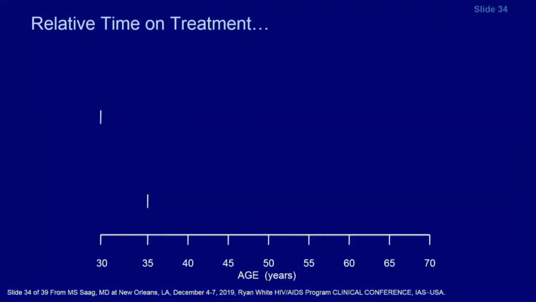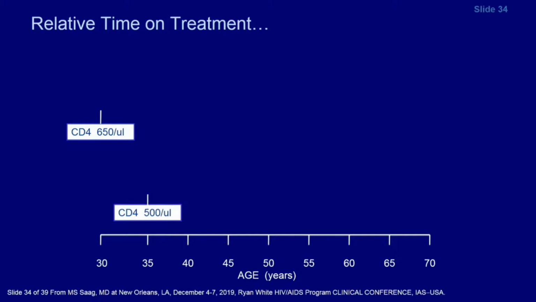But here's a practical thing. Let's say somebody has a CD4 count of 500 today and they're 30 years old. If you're going to start today, great. The other option, for that same person, is you say, no, I'm going to wait till the CD4 count gets to 350. On average, that takes 5 years, so you're going to start at age 35. This is what it looks like.